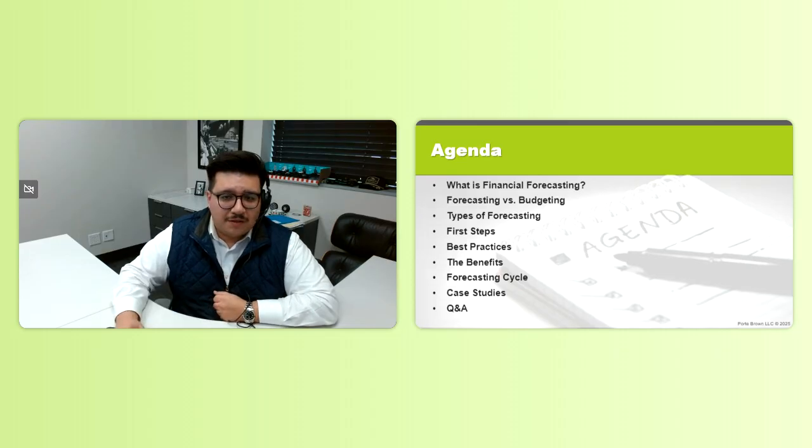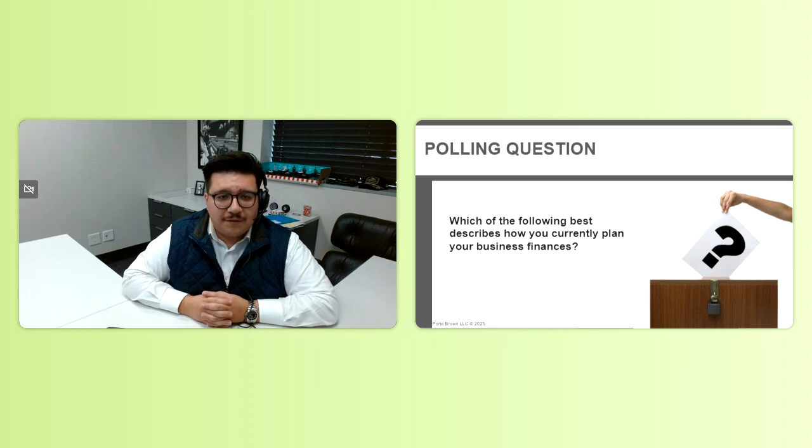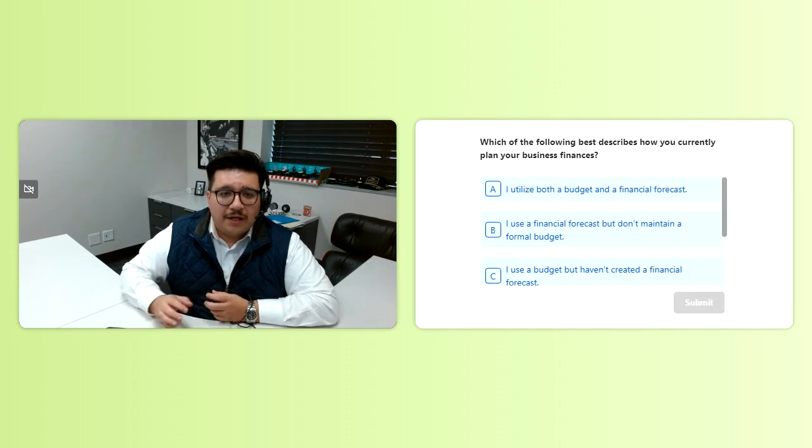So before we go to our first item, we're going to do a polling question. So the polling question you'll see here, which of the following best describes how you currently plan your business's finances? So A is I utilize both a budget and a financial forecast. I use a financial forecast but don't maintain a formal budget. I use a budget but haven't created a financial forecast. And then the last one is I don't currently use a budget or a forecast for financial planning.